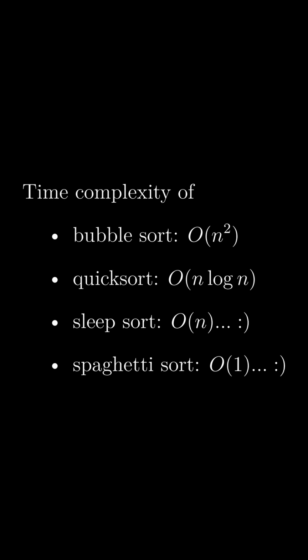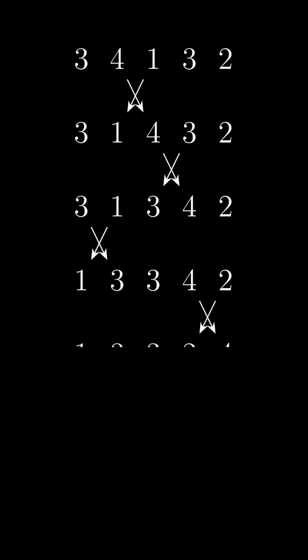How long does it take to sort a list? Well, there are many answers depending on what you mean by the question. Say you're only allowed to swap two adjacent numbers. Okay, then what you're asking about is called the inversion number of your list.